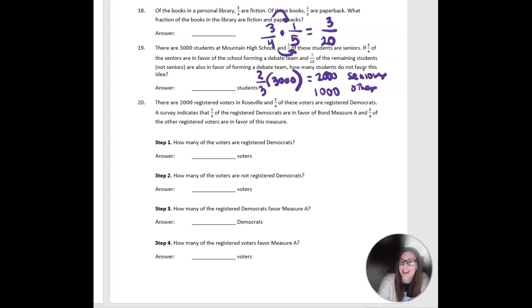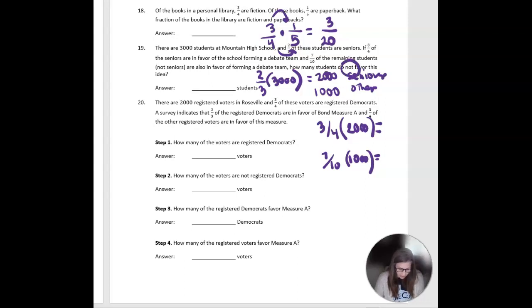This is super complicated. Okay, so 3/4 of the seniors are okay with a debate team, and then 7/10 of the remaining students are okay. So we have to figure out how many are okay, and then the question is actually asking us how many do not. So we're going to have to subtract. Okay, let's see. 4 goes into 2,000 500 times. 500 times 3 is 1,500.